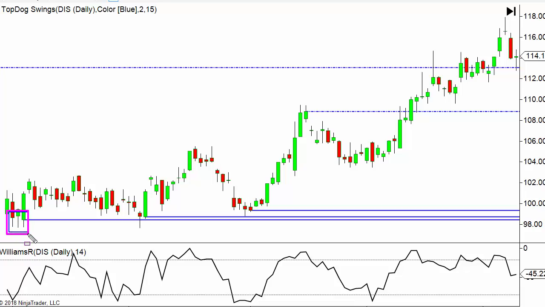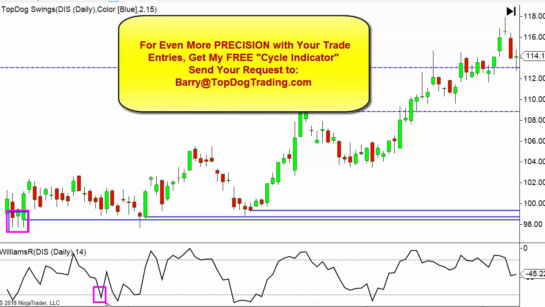Okay, so we put in this low here. And as we go forward, notice that here could be a so-called buy signal, where it gets below the so-called oversold zone. Not so good, didn't work out so great, right? But here it works out better.